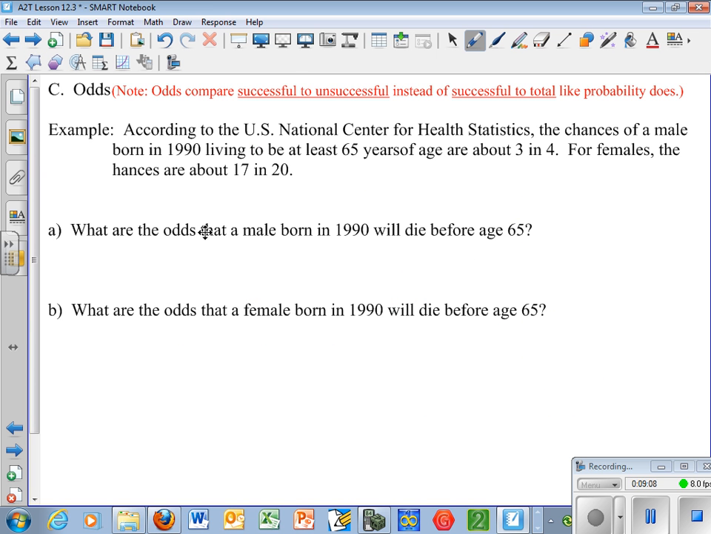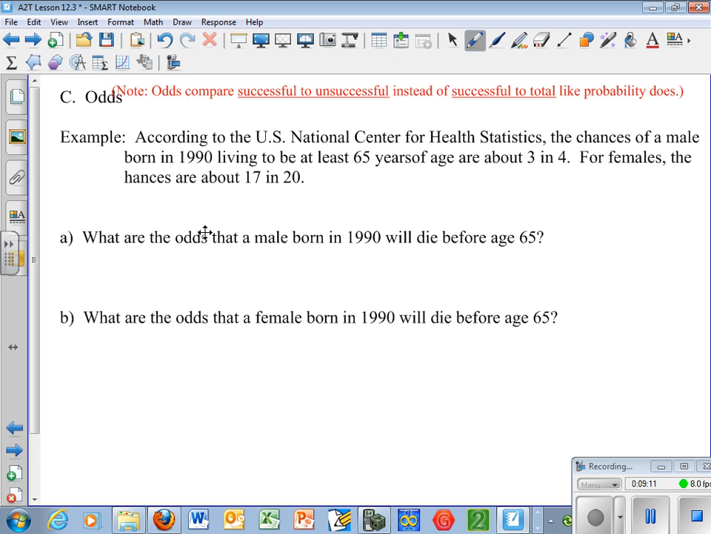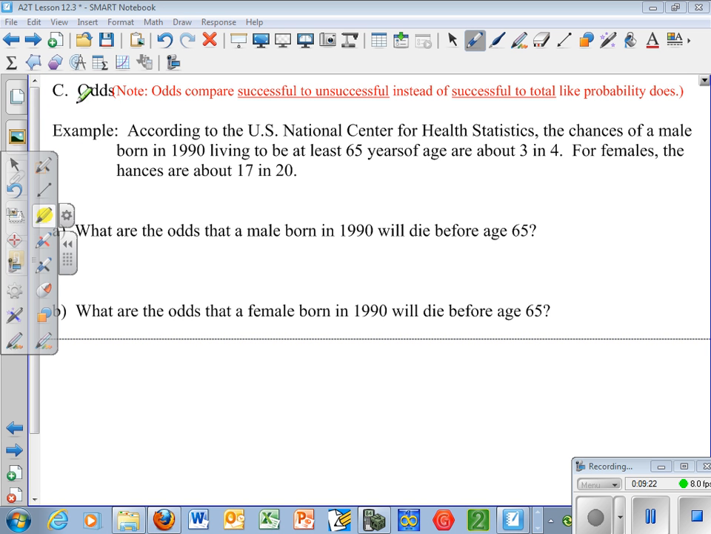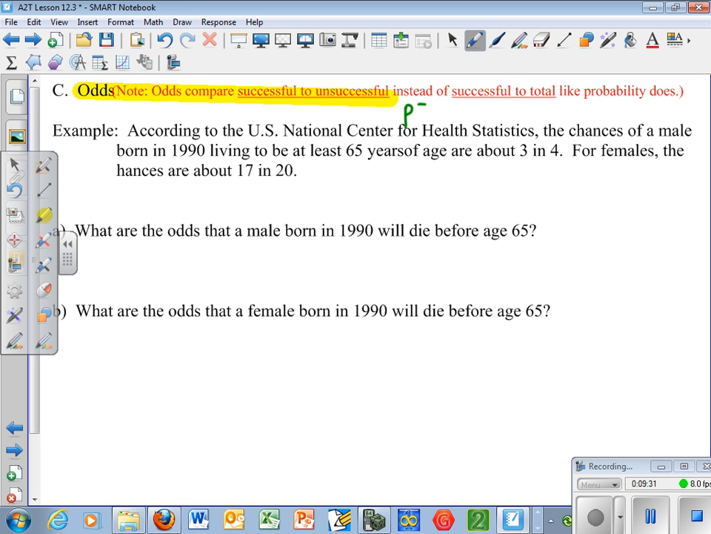All right, now we're going to get into odds. And when we look at odds, odds compare successful to unsuccessful. Notice probability was successful to total. So if you had probability, that's success over total. Odds is success over unsuccessful. So the odds of something happening is success over unsuccessful. And a lot of students, when I ask an odds question, give me a probability answer. Okay, we got to make sure we're doing successes over unsuccessful.